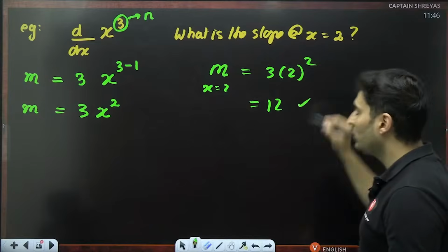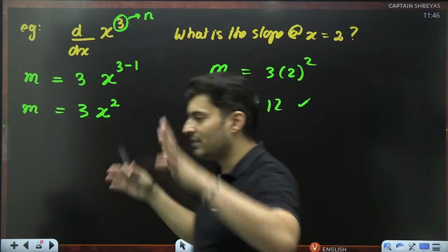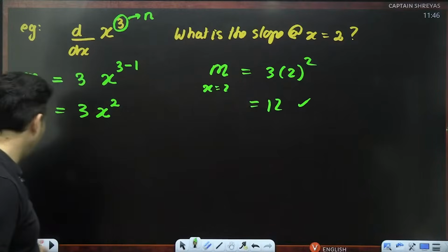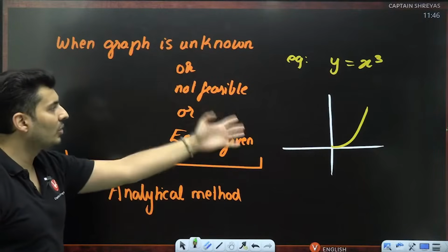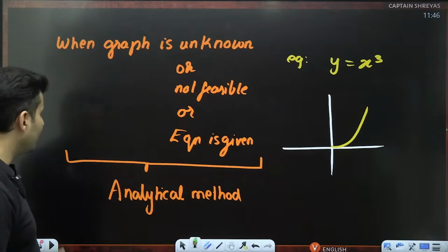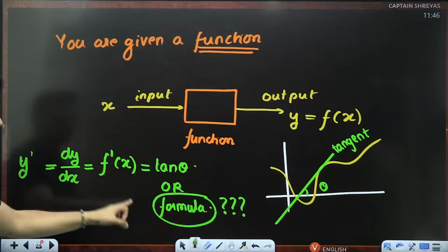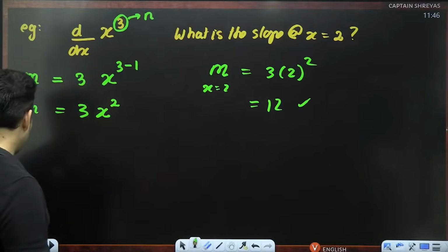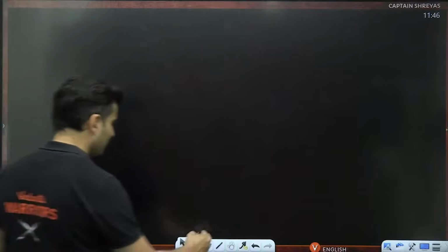You don't have to draw a graph. You don't have to find the tan. You don't have to find the cos. Nothing. Directly you got the answer by using the formula. That is what I was mentioning over here in the analytical method. No need of graph or anything. Only if you know the formula, you will directly get the derivative, which is the slope of that particular graph. So that's it. Let's take more examples so that you are very super duper confident about this.